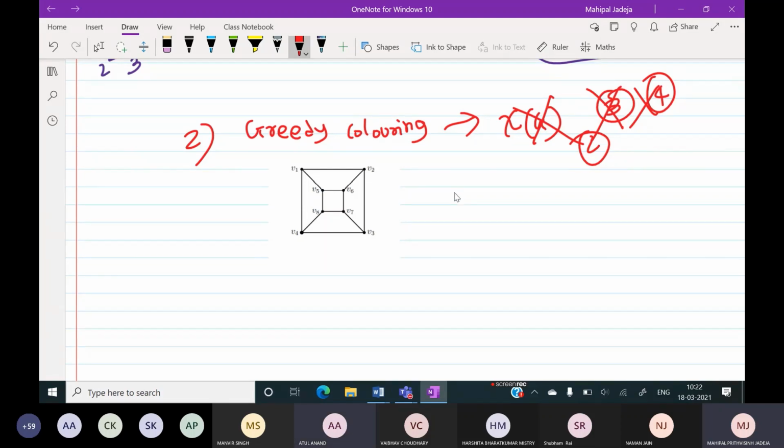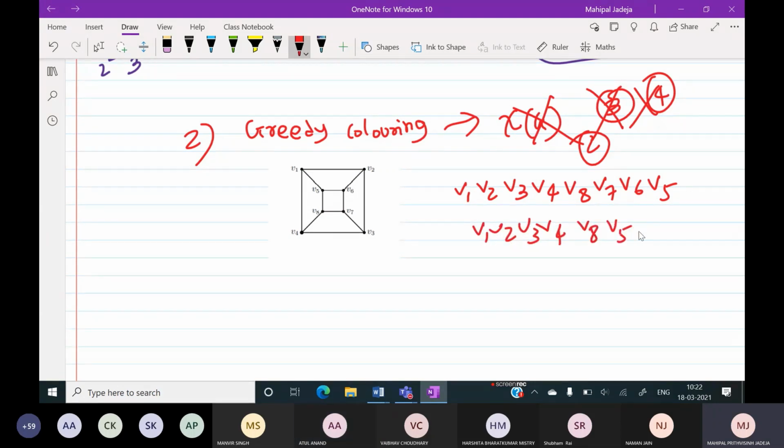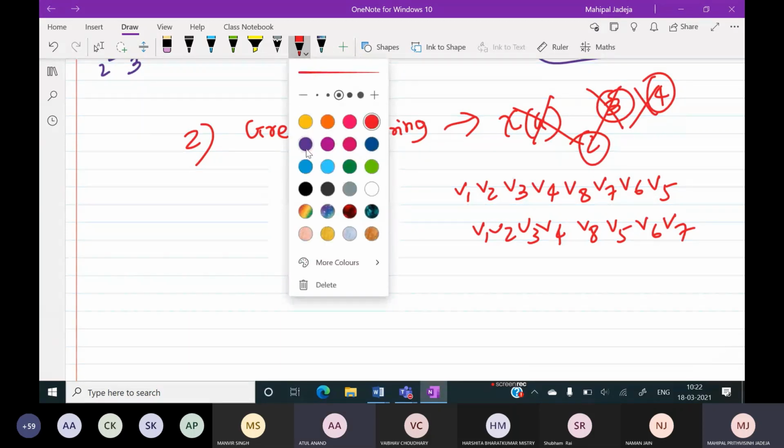So V1, comma V2, comma V3, comma V4, comma V8, comma V5, comma V6, comma V7. V8, then V7, then V6, then V5. So let me also write down one more: V3, V4, V8, then V5, then V6, and then V7. Okay, fine. So let me also draw the corresponding coloring here.